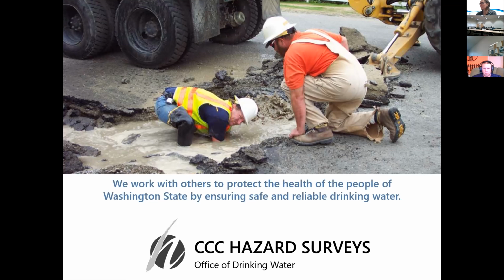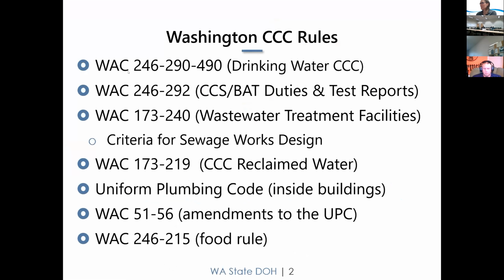We're going to talk about cross-connection control hazard surveys today. I like to put this slide up because there are so many rules that involve cross-connection control. The 2 main ones for me are WAC 246-290-490, which are drinking water rules, and 246-292, which are our OPCERT rules. But there are tons and tons of rules, and we work really hard trying to make sure that all these rules don't contradict each other. Anybody that's been doing this for a while will see that the plumbing code and our drinking water rules don't mesh perfectly, but we try our best.